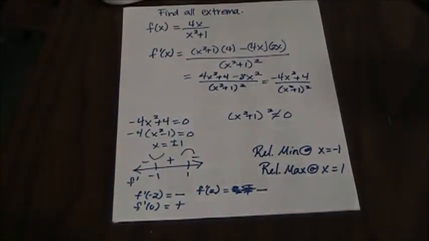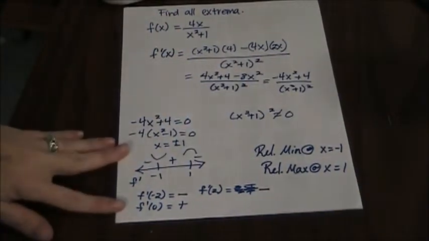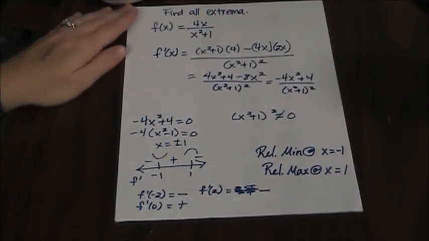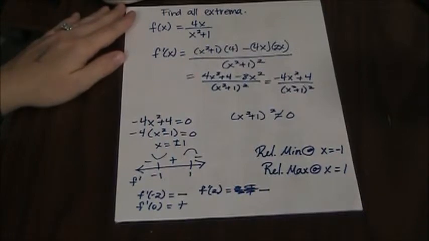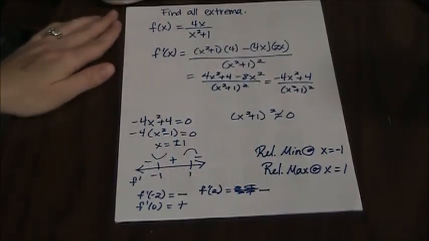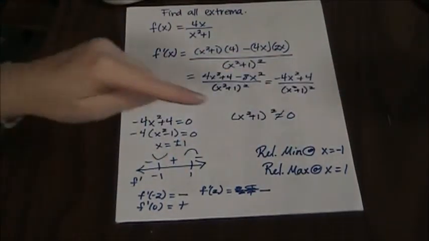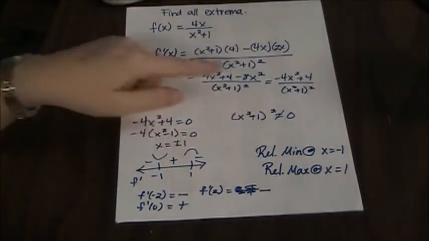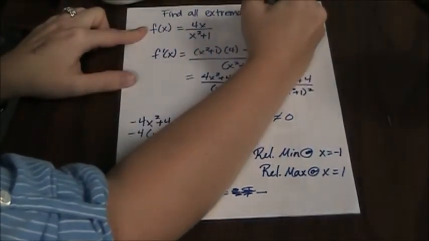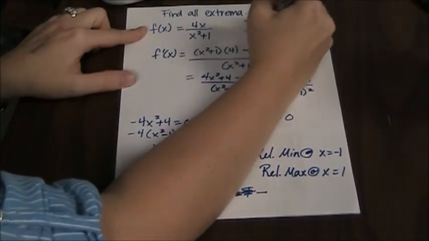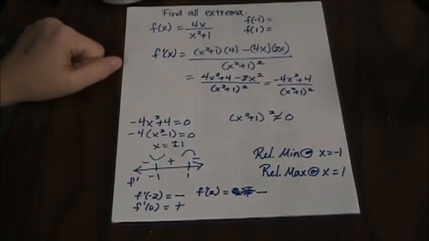Now, always go back and make sure that you actually found what they were asking for. So it said find all extrema, which means they want the extreme values, which means they want the corresponding y values. So I told where it is, but not what it is. So I have to evaluate the original at f of negative 1 and f of 1 to find the actual maximum and minimum, relative maximum and minimum.